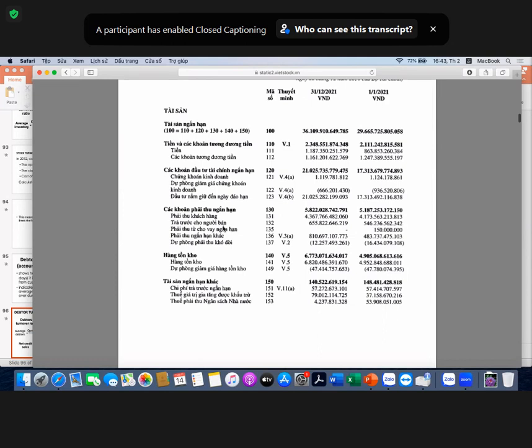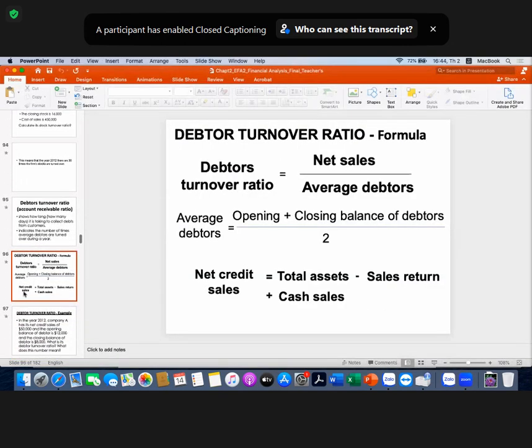So in the year 2021, Vinamilk needs every 26 days to collect debts from customers. Okay. Need 26 days to collect debts from customers. Now come on to the next.